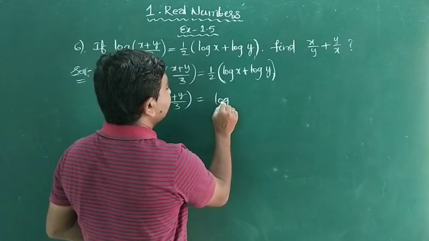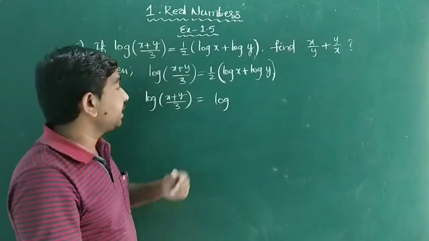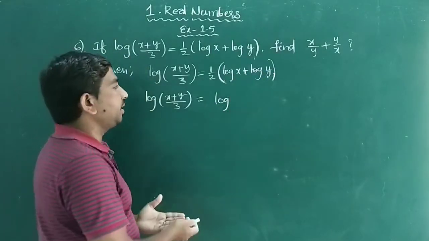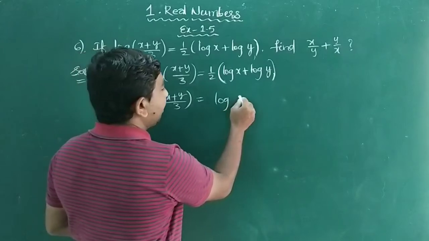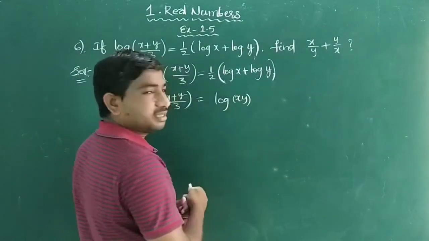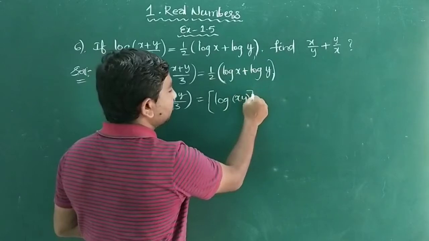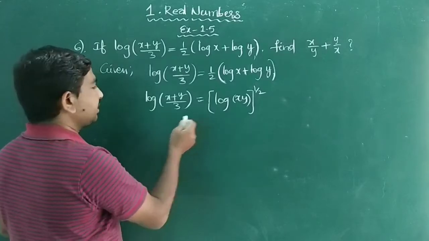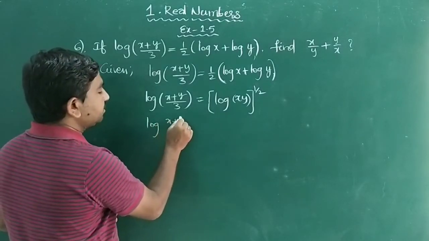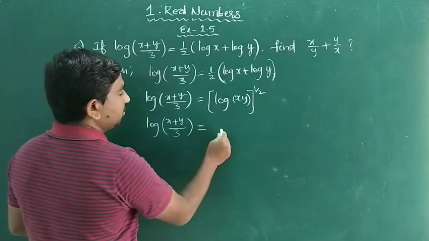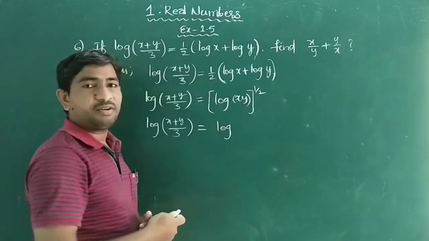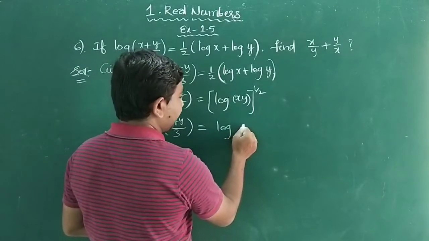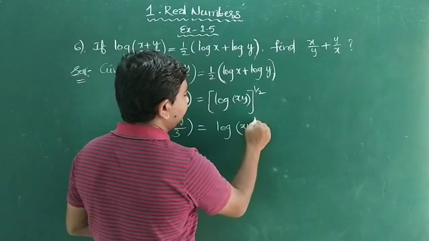Before that, log a plus log b can be written as log of ab. That is the product law of logarithms. So log of xy is written first, and this power 1/2 comes as the power. So log of (x plus y)/3 is equal to log of (xy) whole power 1/2, which we can write as root xy.